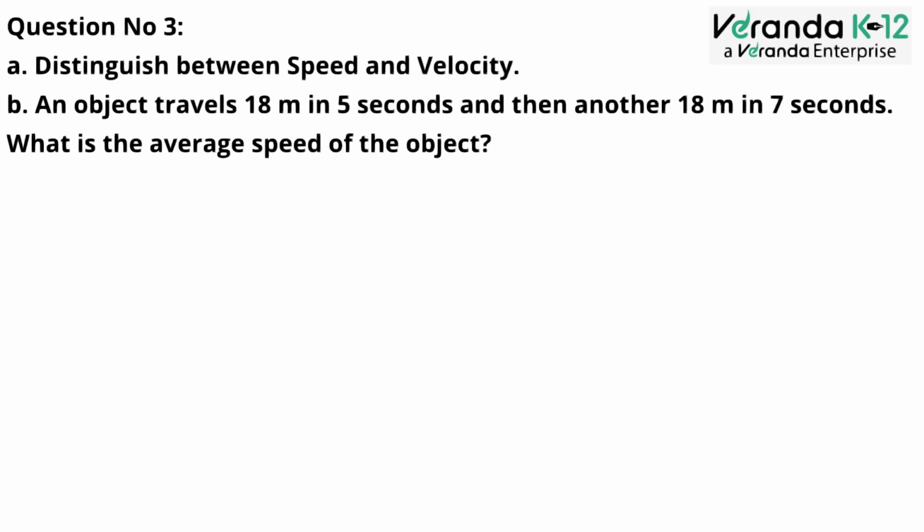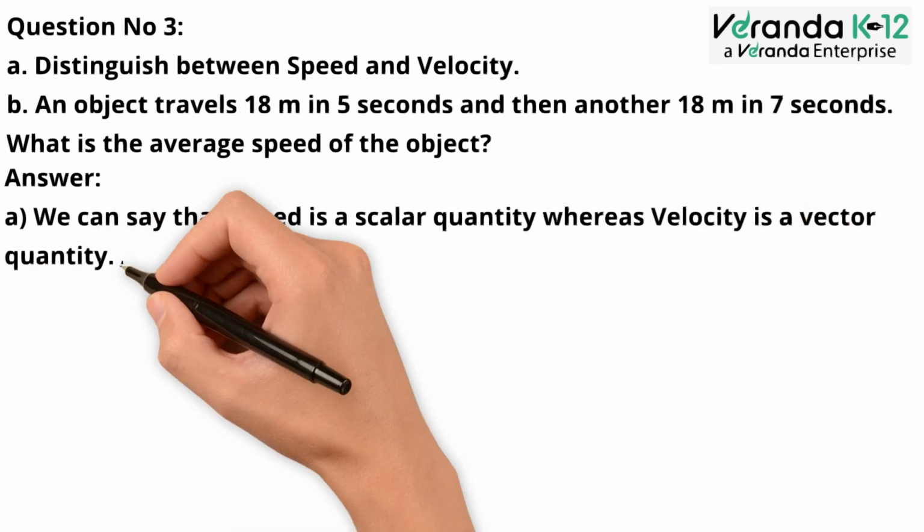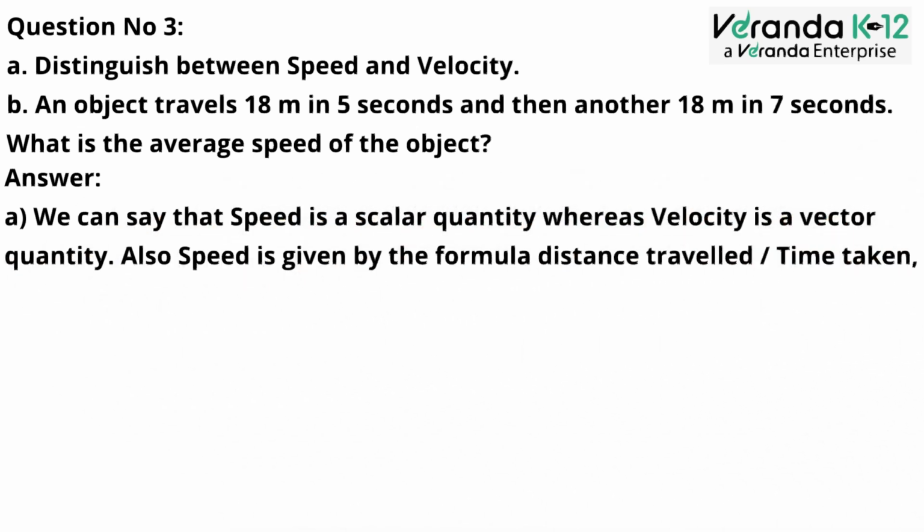And answer for the part A, you can say that speed is a scalar quantity whereas velocity is a vector quantity. Also, speed is given by the formula distance traveled by time taken, while velocity is displacement by time taken.